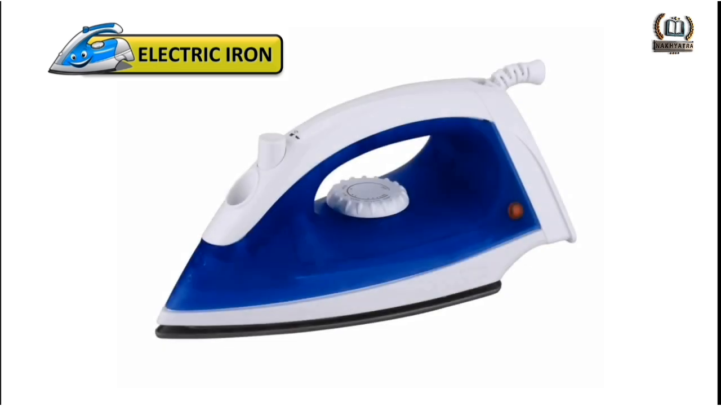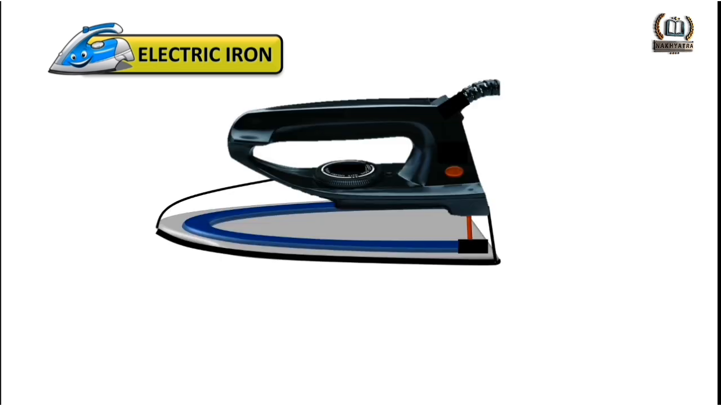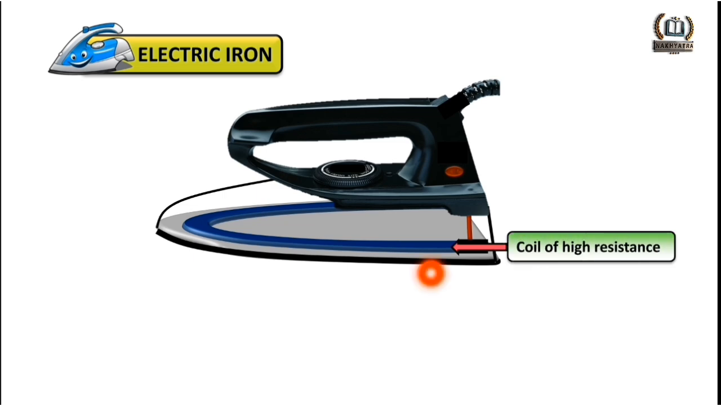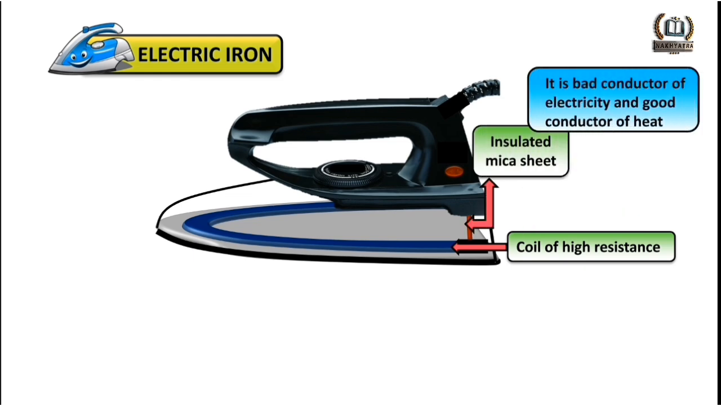Alright, next see electric iron. We are all familiar with the electric iron, but perhaps not with its structure, so let us see the structure of an electric iron. In the down portion there is a coil of high resistance. It has high resistance, and this coil is covered by an insulated mica sheet, which is a bad conductor of electricity and a good conductor of heat.